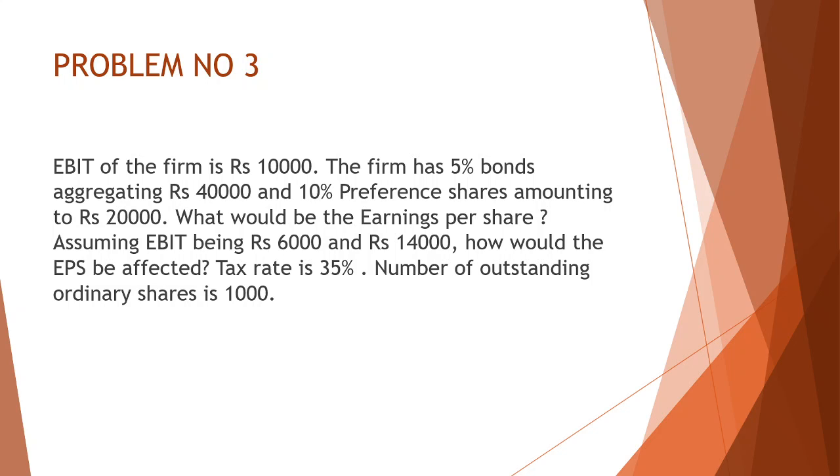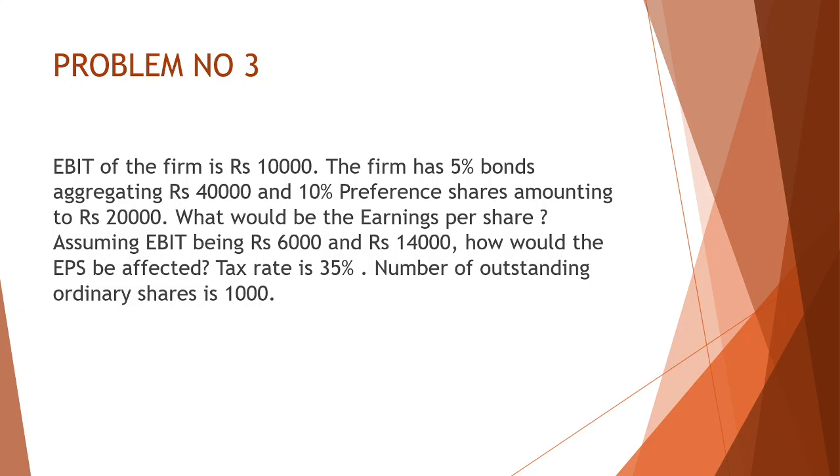So the information given here regarding the ordinary shares or equity shares, the amount is not given. Number of ordinary shares or equity shares is 1,000. Preference share capital is 20,000 and the preference dividend rate is 10%, and the bonds amount is 40,000 and the interest rate for the bond is 5%. The EBIT of the firm is rupees 10,000. That is the first situation. Then the EBIT changes to rupees 6,000 and again the EBIT changes to 14,000. How would the EPS be affected? We need to find out. The tax rate is given as 35%.